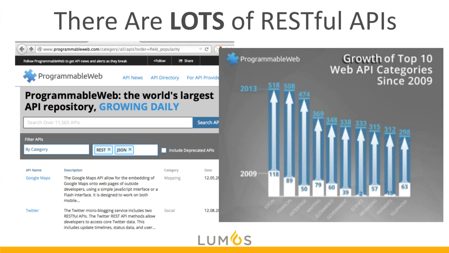Financial based, back in 09, maybe 89, now 508 financial based APIs. And we go across the field, enterprise based apps, mapping, e-commerce, government, science, messaging, payments, telephony. The amount is just growing over and over. And you can go to this website called Programmable Web and you can just search for all the different APIs, and you can see how you can interact and build your own programs.